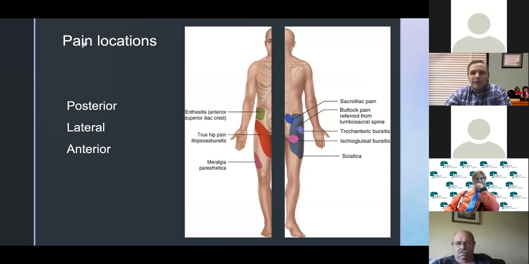So I classify pain around the hip into about 3 major areas. You have posterior pain, which is in your gluteal area. You have lateral pain, that's the pain on the side of your hip when you lay on your side and that hurts. And then you have anterior pain, which we would consider groin type pain. All 3 of these correlate to different problems that can occur around the hip.